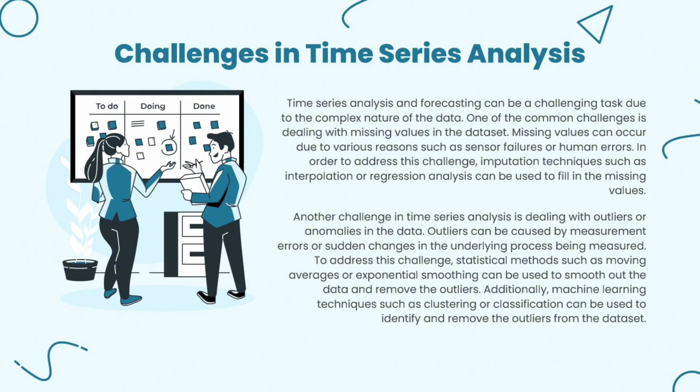Another challenge in time series analysis is dealing with outliers or anomalies in the data. Outliers can be caused by measurement errors or sudden changes in the underlying process being measured. To address this challenge, statistical methods such as moving averages or exponential smoothing can be used to smooth out the data and remove the outliers.